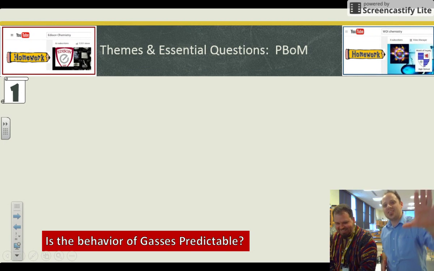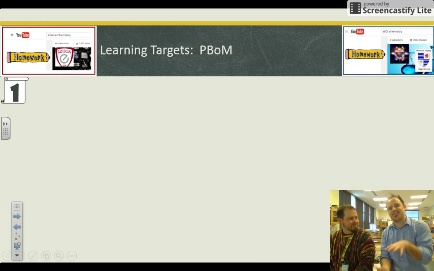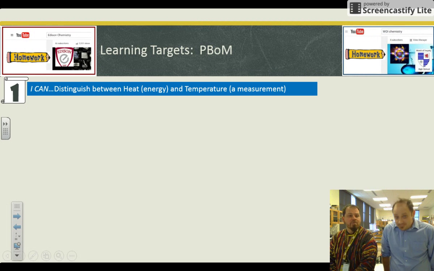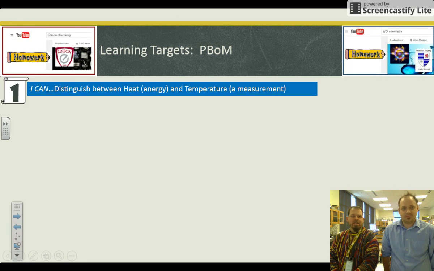But I'm joking. No, seriously, how gas behaves in a container, is it predictable? Right. So in our learning targets, you will be able to distinguish between heat and temperature.